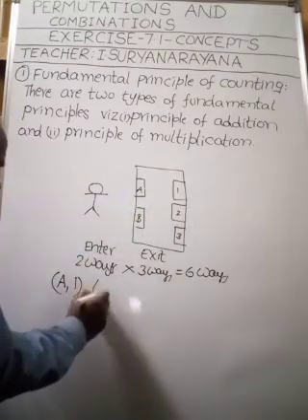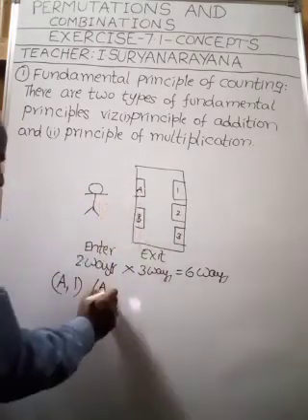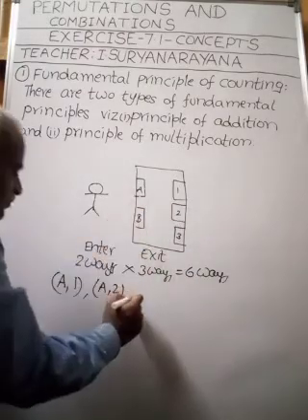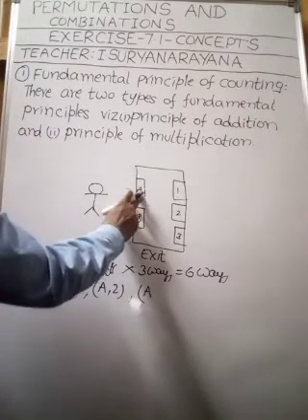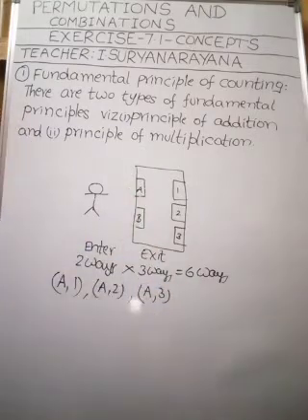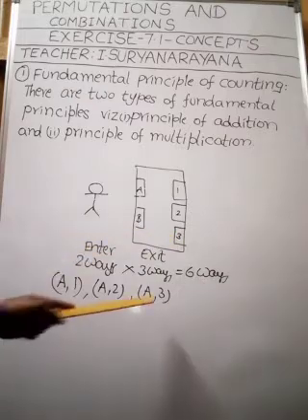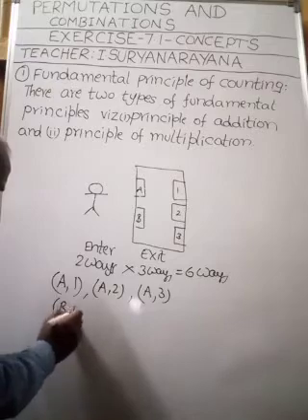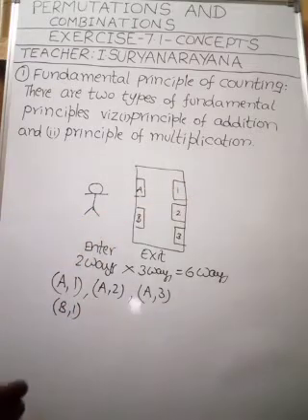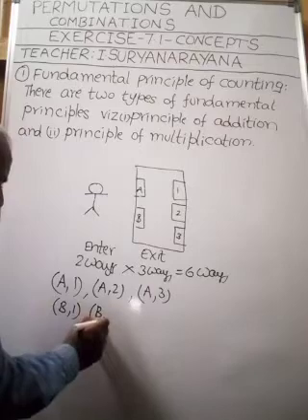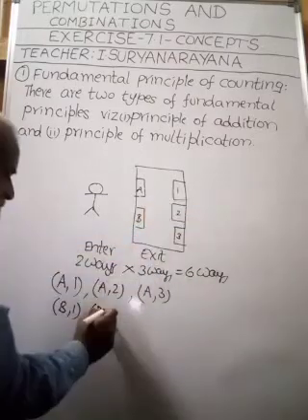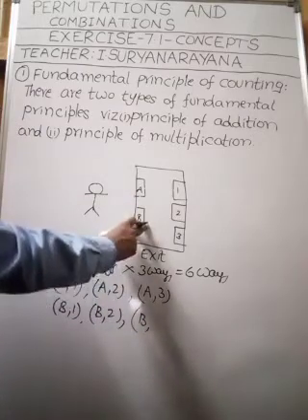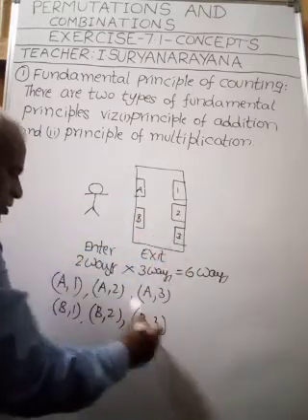Or he can enter the room through door A and exit from door 2, or he enters from door A and exits from door 3. Yes or no, my children? Similarly, he can enter from door B and exit from door 1, or he can enter from door B and exit from door 2, or he can enter from door B and exit from door 3.